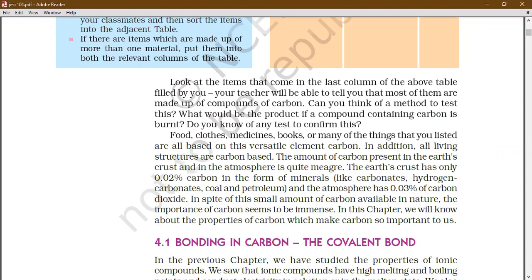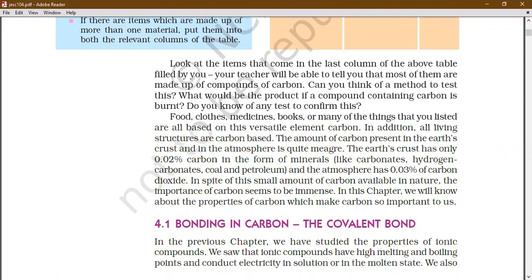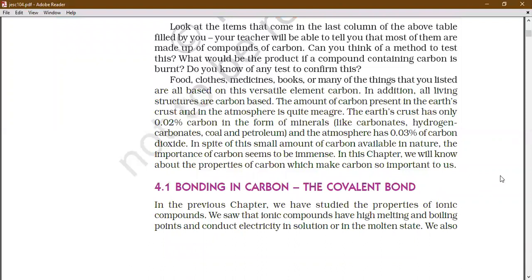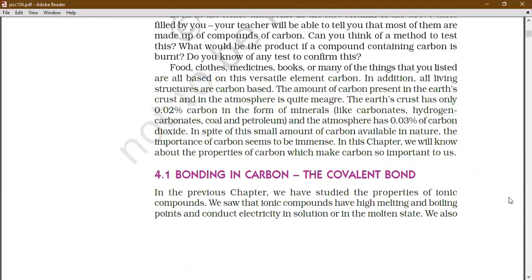The amount of carbon present in the Earth's crust and in the atmosphere is quite meager. The Earth's crust has only 0.02% carbon in the form of minerals like carbonates, hydrogen carbonates, coal, and petroleum, and the atmosphere has 0.03% of carbon dioxide. In spite of the small amount of carbon available in nature, the importance of carbon seems to be immense. In this chapter, we will know about the properties of carbon which make carbon so important to us.